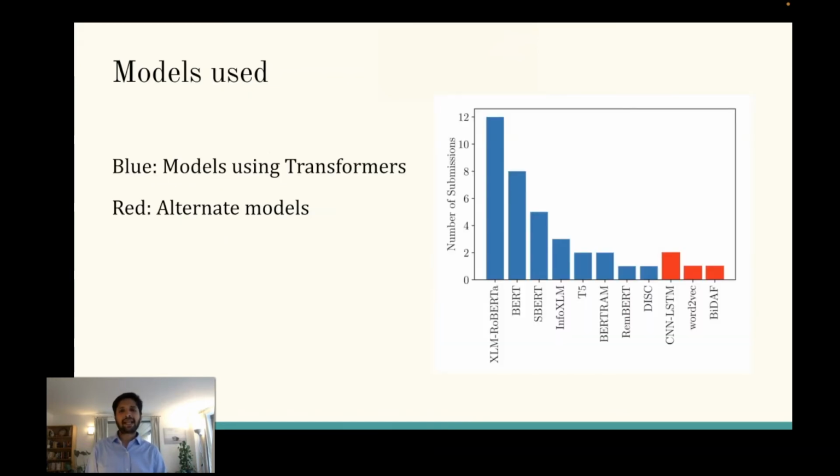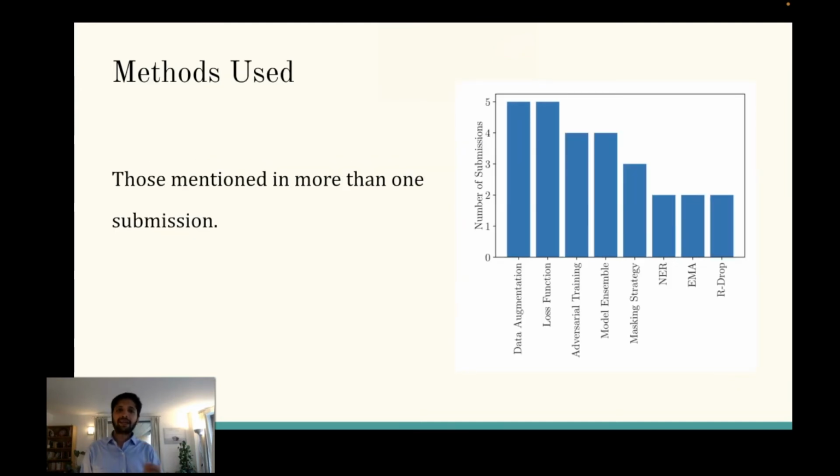Here's a chart that presents a quick overview of the models that were used. In blue are the models that are using transformers, and in red are the alternate models. As you can see, most participants use transformer-based models, with XLM Roberta being the most popular. Here in this chart, we present methods that were used by more than one team. As you can see, data augmentation and manipulation of the loss function seem to be most popular. This was followed by adversarial training, ensemble models, and different masking strategies.